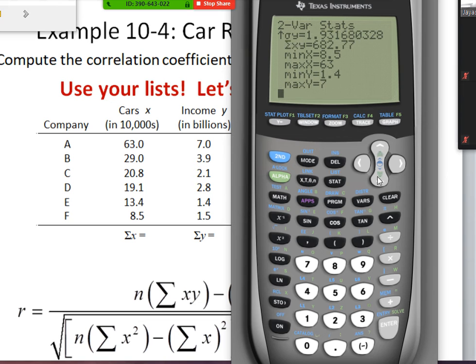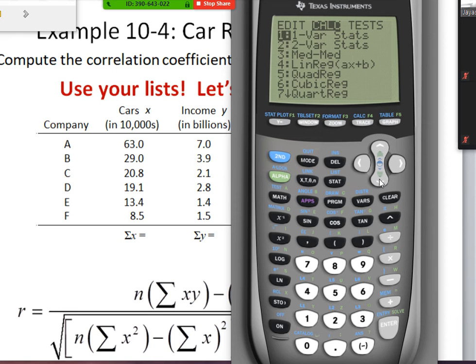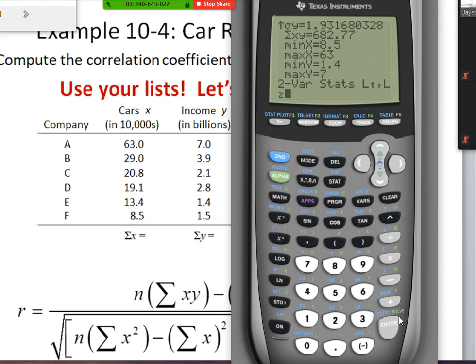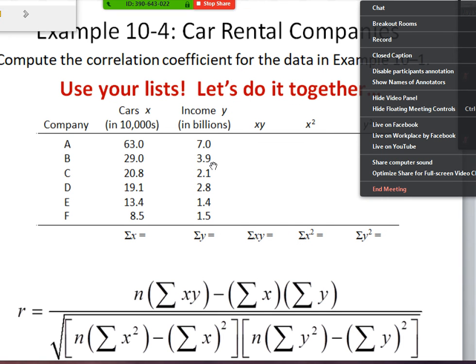All right, so we have all these things. That's how you get it. Again, that's stat, calc, 2-bar stats. That's going to be second 1 to get the L1 up here, comma, second 2 to get the L2, and then hit enter. Or if you have a fancy calculator, you'll put in list 1 for the first one, list 2 for the second one, and leave the frequency blank. All right, so now we have all of that, which is great. Super, super useful.